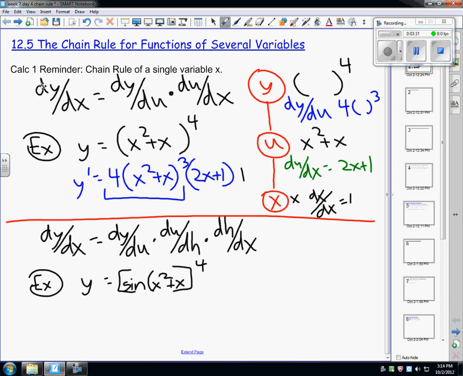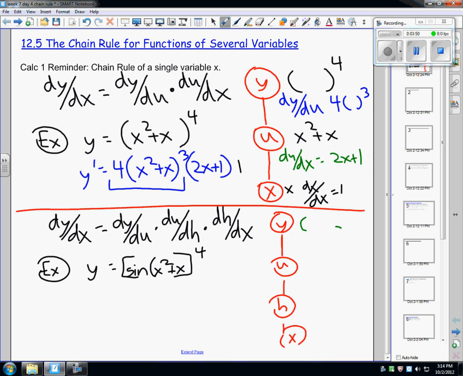So if I want to look at the chain, I could say I have a y, which is connected to a u, which is connected to an h, which is connected to an x. And the whole idea here is this y thing is something to the fourth. Sorry about that movement. The next guy would be the sine part. Next guy would be the x squared plus x part. And finally, the last part is the x.